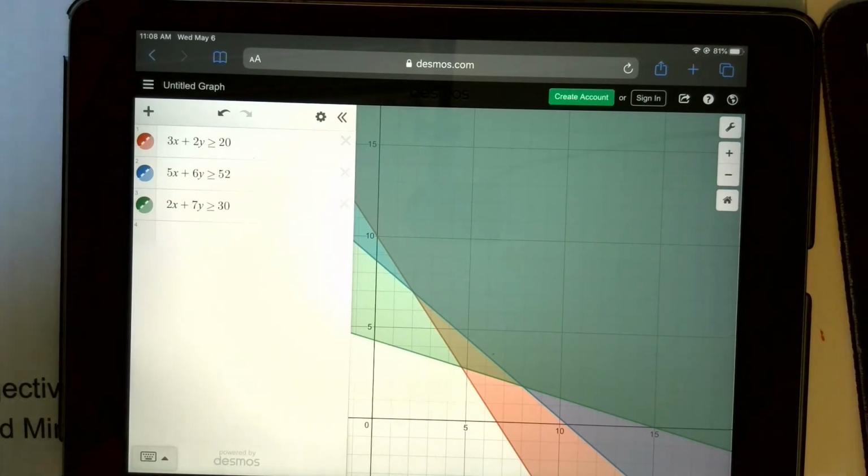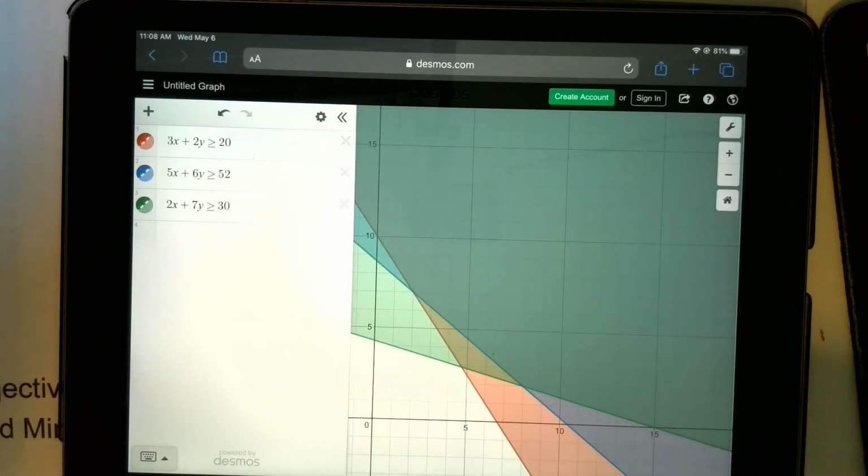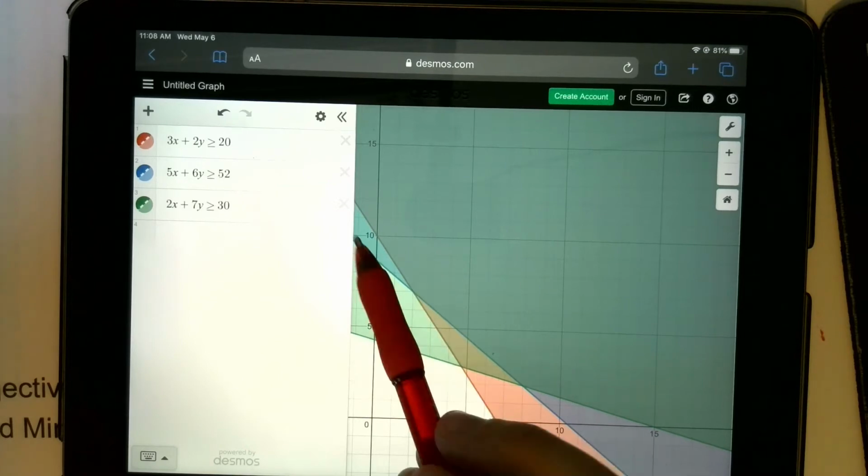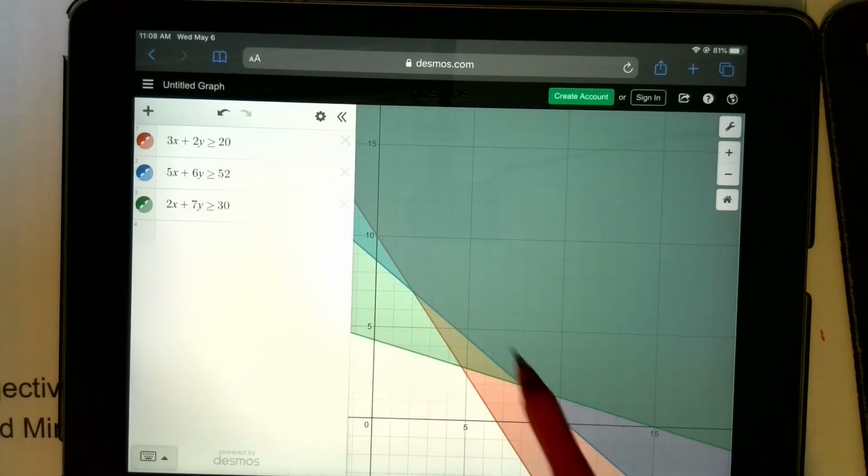So what I need to do is find out the points that are actually on these borders. There's a point right down here. Do we see this one? That's where the x-axis crosses the green line. There's a point right here. There's a point right here. And there's a point right there. So there's 1, 2, 3, 4 points that we need to find.